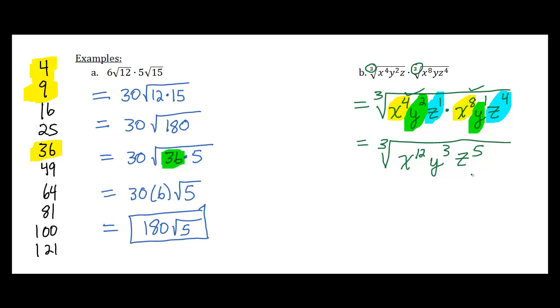Now I'm at a point where I've done my multiplication, I've got one radical, but I've got to make sure that my answer is simplified. What we said before was we can separate these so that we won't get too confused when we do this multiplication.